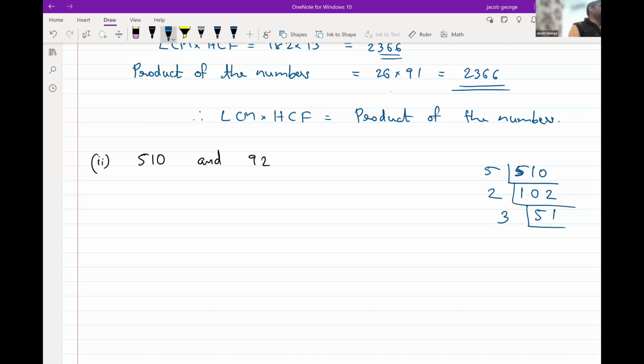51 is divisible by 3. What do you get? Correct, 17. 3 times 17 is 51. 17 is a prime number.